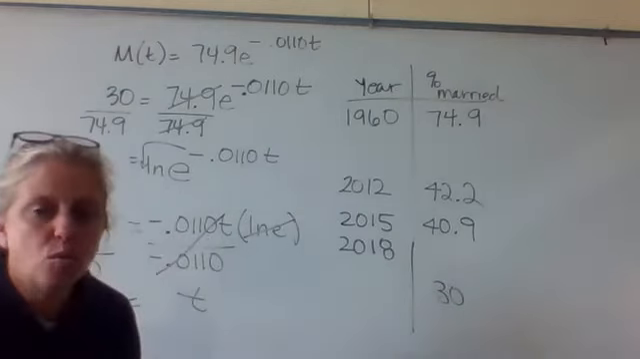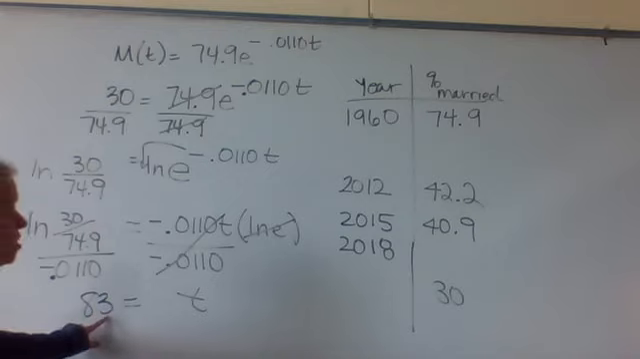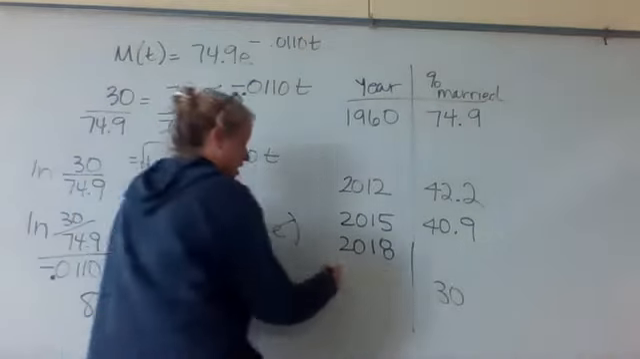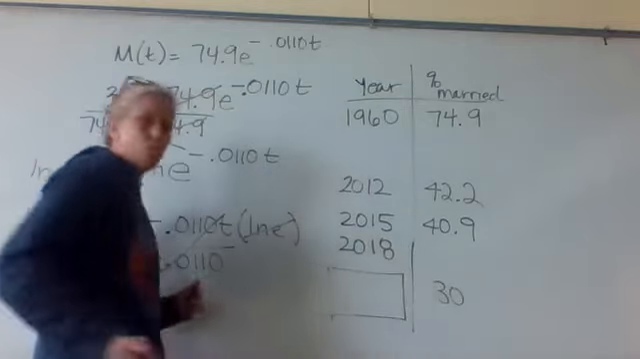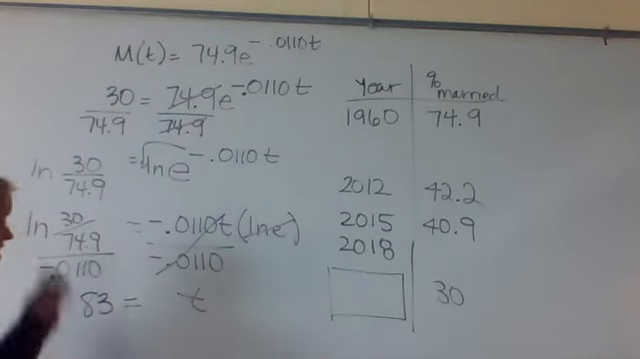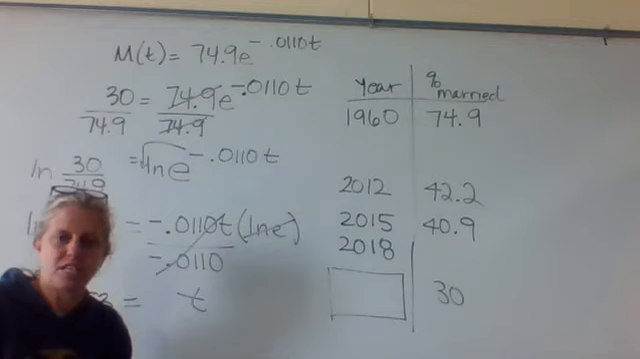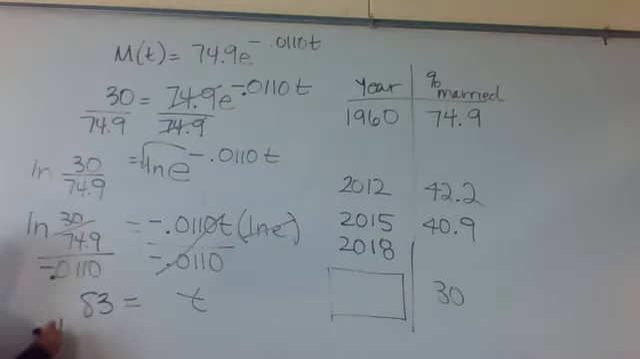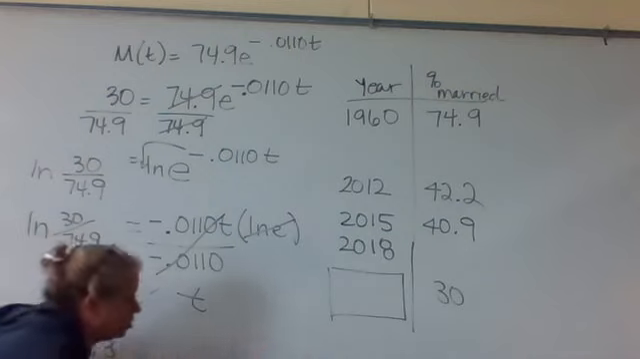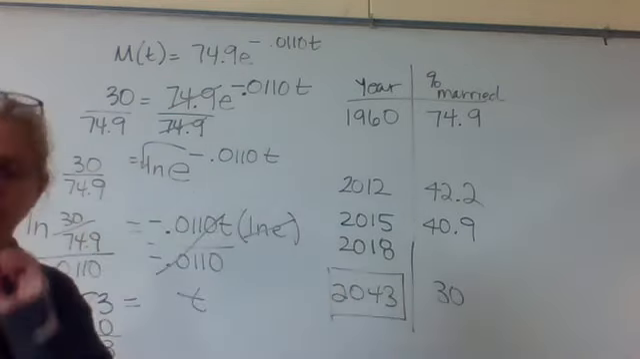Now, be careful when you type in this answer, because what is this telling me? That's the number of years after the starting time. The answer wants to know, what is that year? Well, if the starting time was 1960, and it took me 83 years to get to that 30% married, I need to add the 1960 to this. So the year would be 2043.